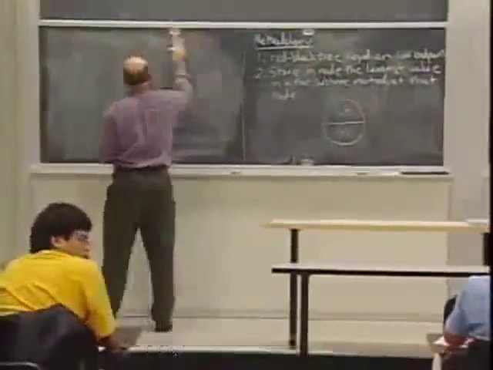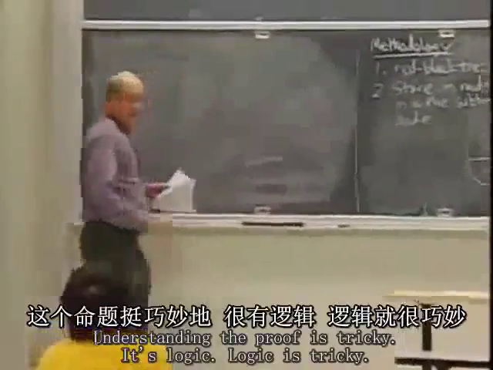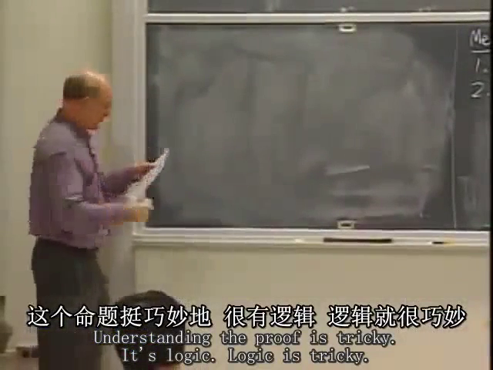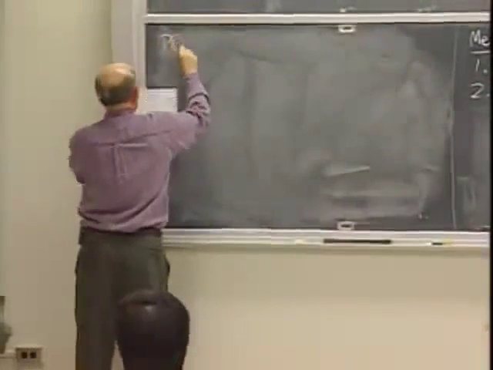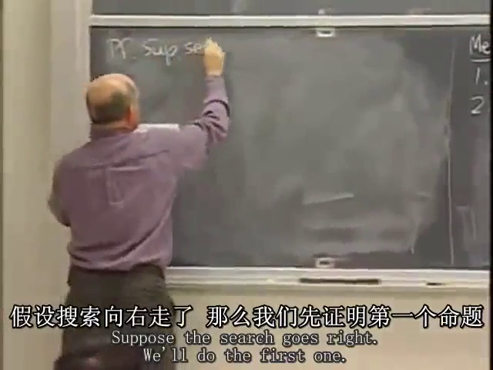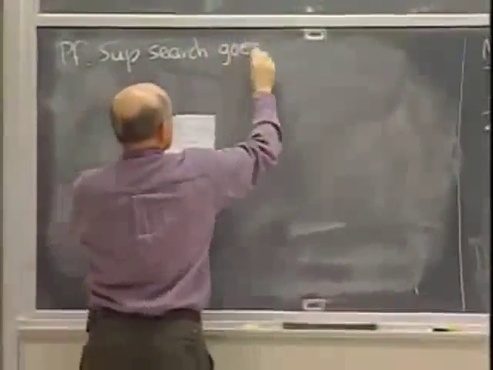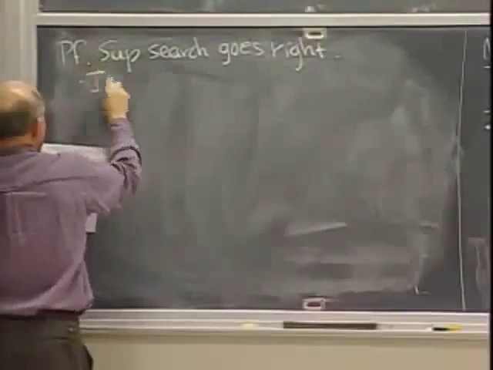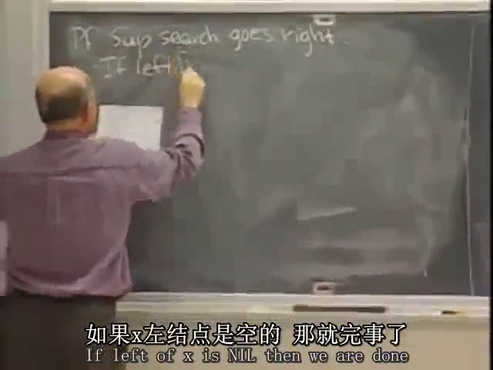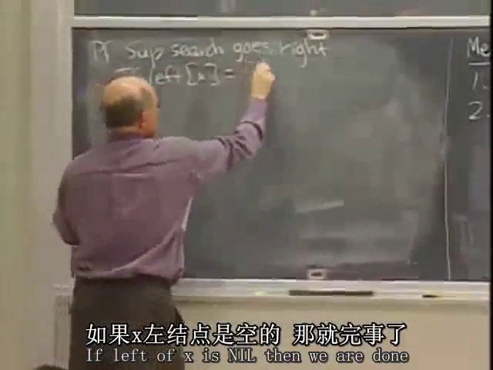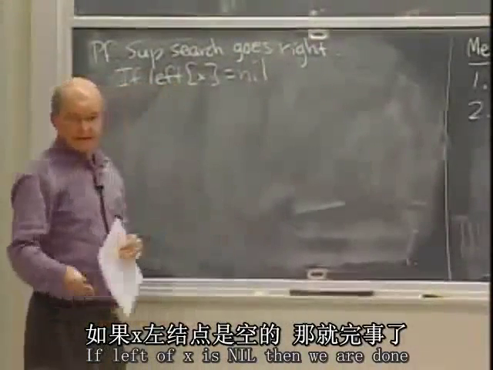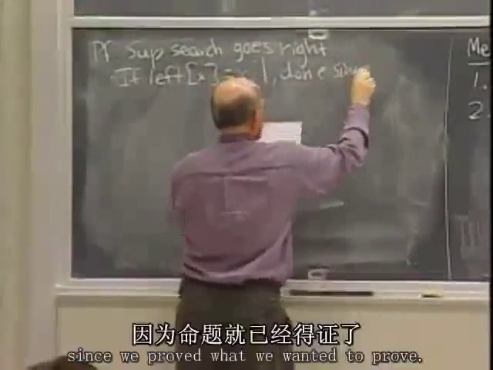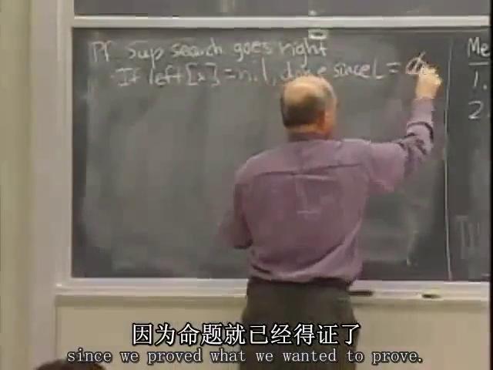Let's do this proof. Does everybody understand what the proof says? Because the understanding of the proof is tricky. It's logic. Logic is tricky. So suppose the search, we'll do the first one, goes right. If left of x is nil, then we're done, since we've proved what we want to prove.